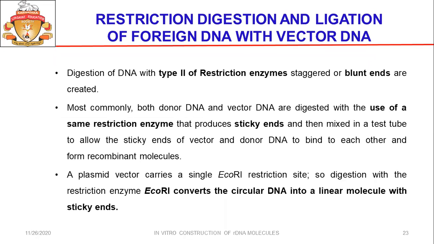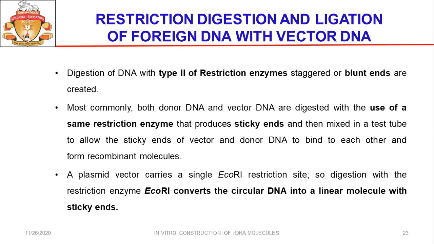Now that we are done with extraction of our gene of interest from the bacteria and the plasmid, we're going to subject this to restriction digestion and ligation of foreign DNA with the vector DNA. This covers the third and fourth step of the recombinant DNA technology. In this step, we're going to use restriction enzymes to cut the gene of interest, and DNA ligase. Most commonly used restriction enzymes are type 2. We are not going to use type 1 and type 3 in this. We are using type 2 restriction enzymes, which create staggered or blunt ends.